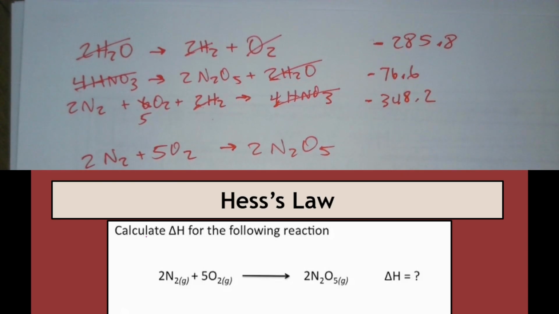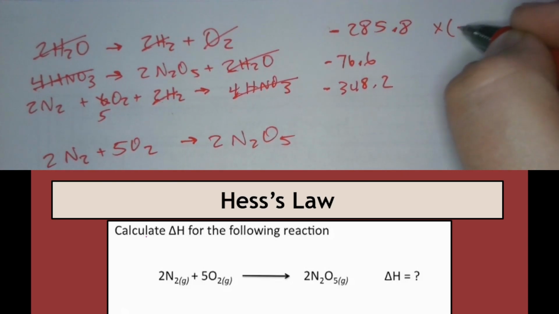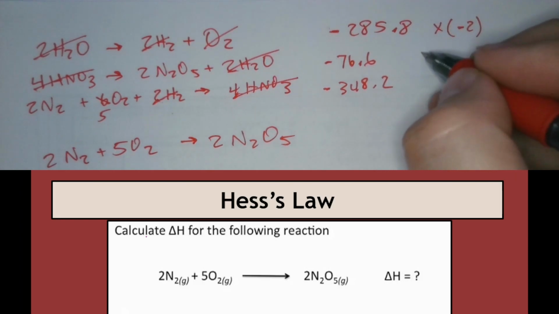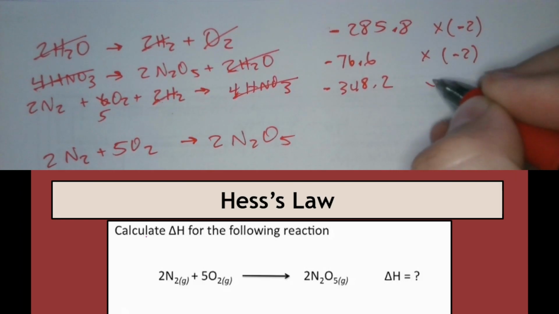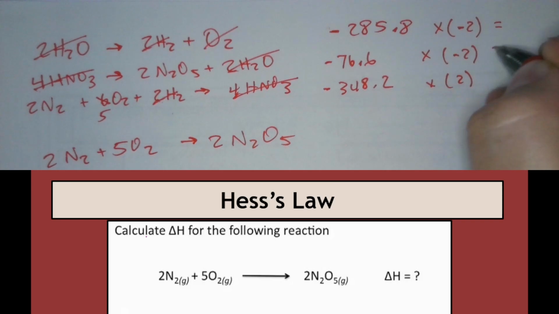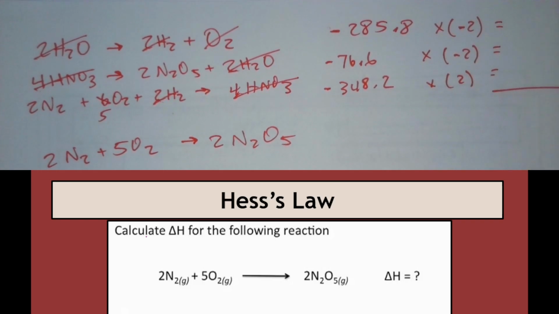Those are what your base enthalpies were. The top one, we're going to times that by -2. The second one, we're going to times that by -2. The third one, we'll just times by 2. We'll get our 3 values, and then just add them all up together.